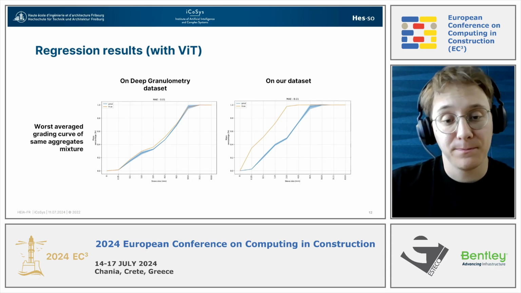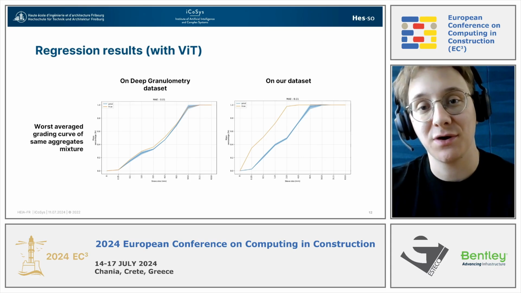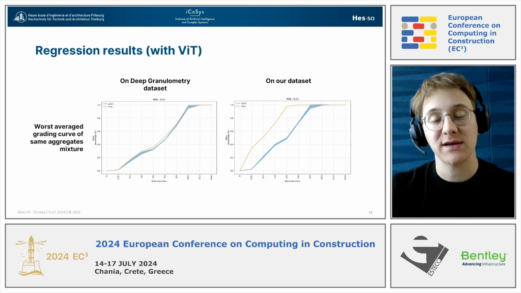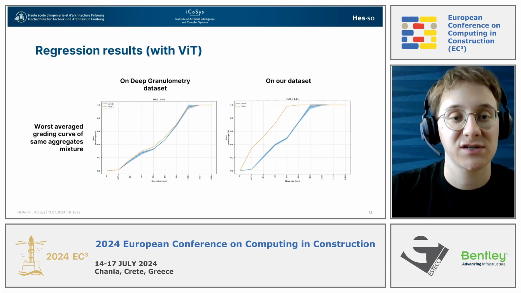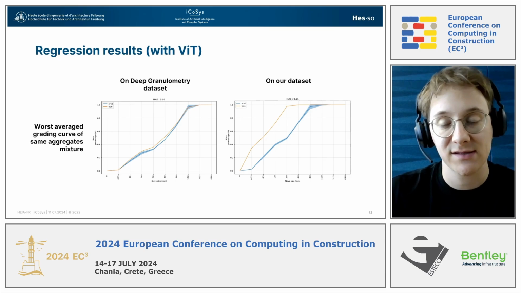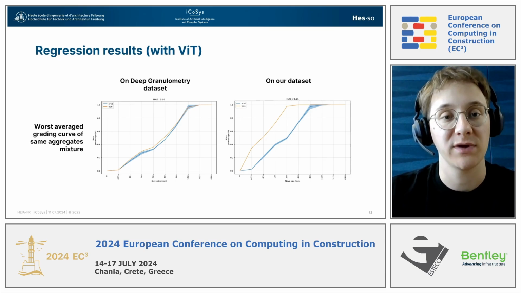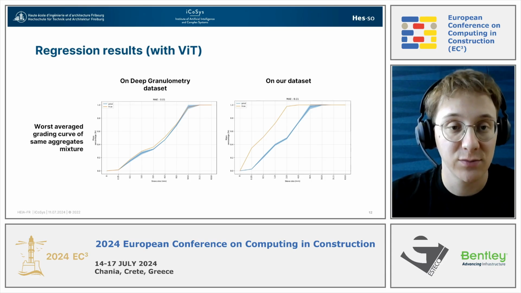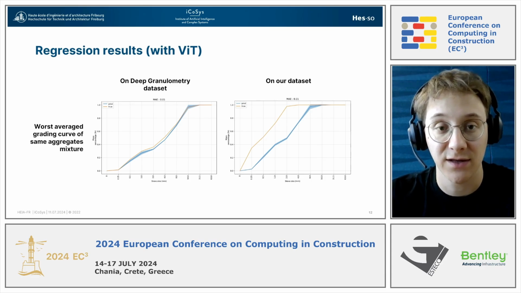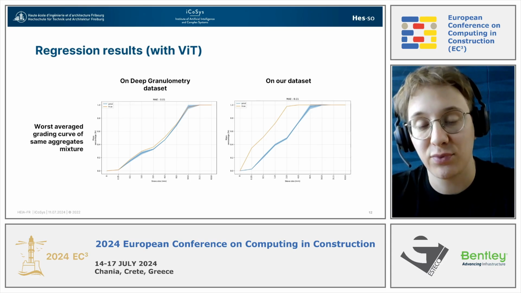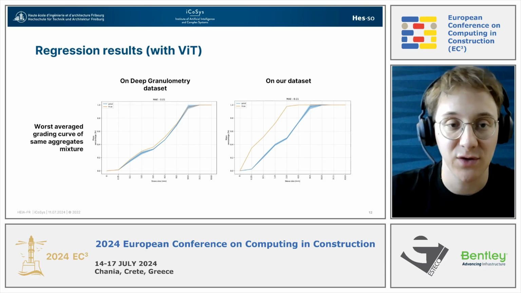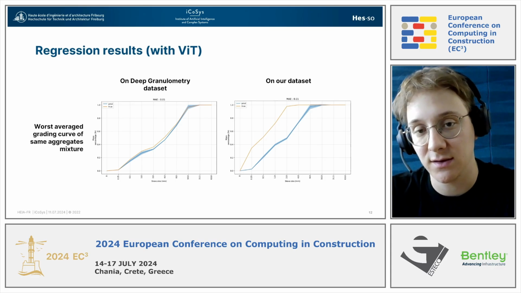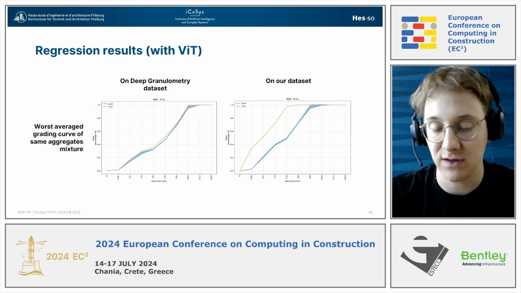In a real setup, many images of the same mixture of aggregates, and therefore of the same granulometry, would be taken. So it is interesting to visualize the average of the predictions made by the model on the images of aggregates that follow the same granulometry. By doing this, even the worst average grading curve is very good on the visual granulometry data set, as you can see on the left. On our data set, the prediction is still not perfect, but we managed to reduce the error from 0.13 that we had on the previous slide to 0.11 now.